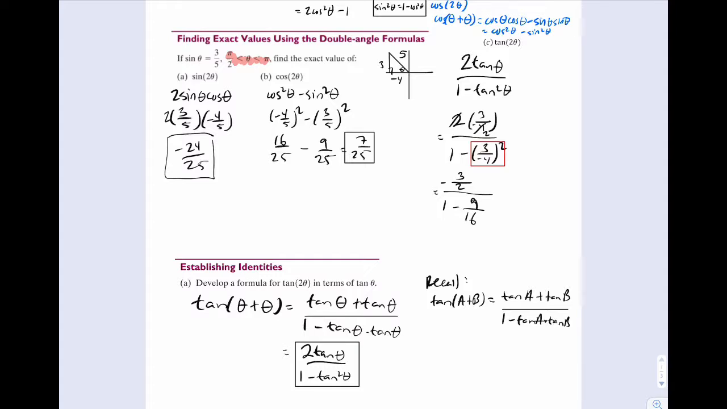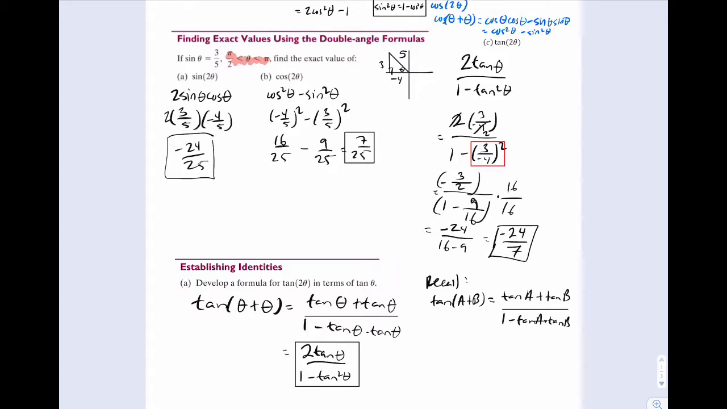Okay, now once you have a complex fraction, I recommend you get rid of all the complex fractions. So multiply by the common denominator, which is just 16 over 16. So now we get negative 24 all over 16 minus 9, which leads us to the answer, which is negative 24 over 7. And there it is.